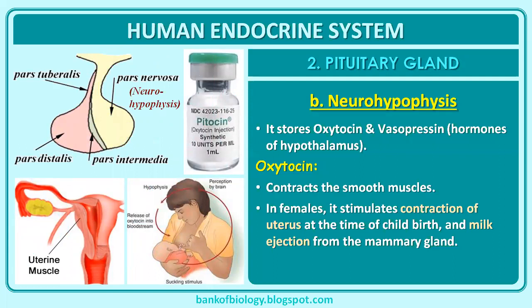The neurohypophysis, as we said, is where the hypothalamic neurons secrete two hormones that are stored in the pars nervosa. First, oxytocin is for the contraction of smooth muscle at the end of gestation during the parturition process. In female, it stimulates the contraction of the uterus at the time of childbirth, called parturition, and milk ejection from the mammary gland.